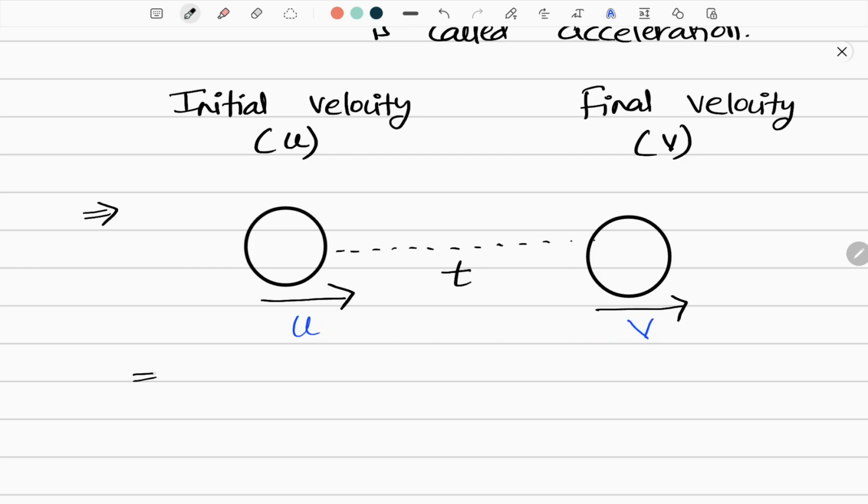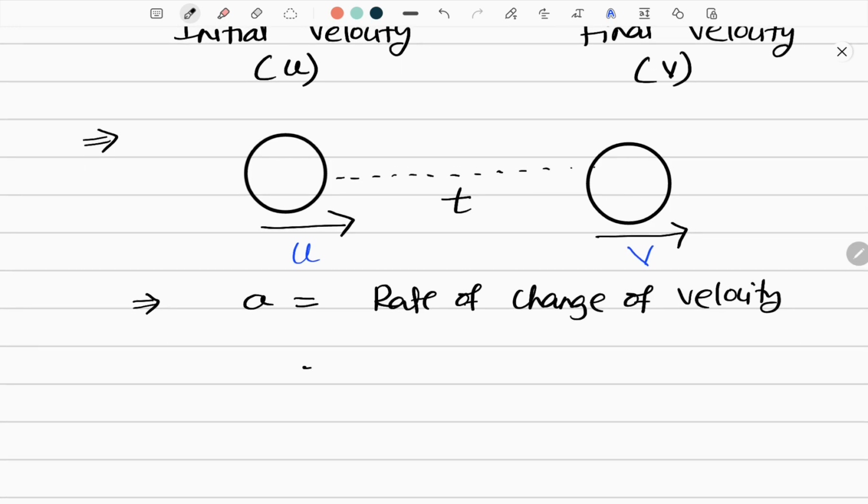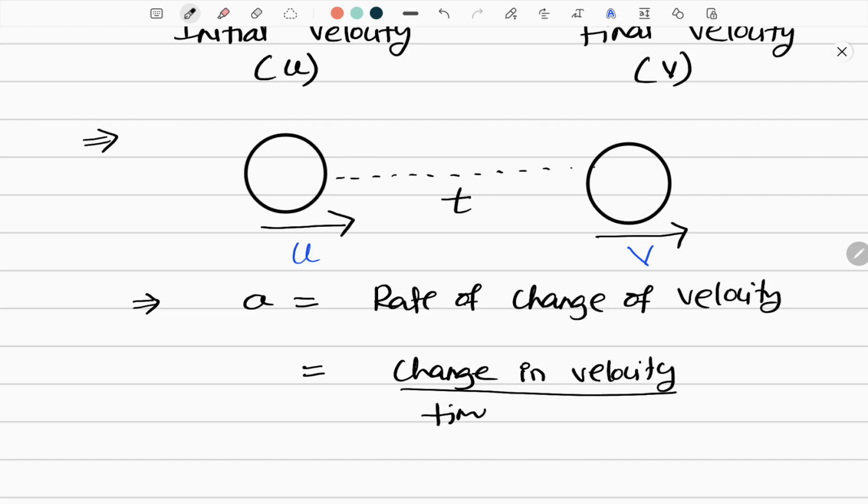Now if you come to the definition of acceleration, what is it saying? Acceleration is equal to rate of change of velocity. The meaning of rate of change of velocity is change in velocity divided by the time taken to change the velocity from some value to some other value.